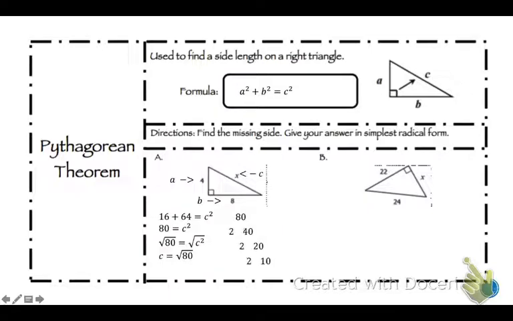Break that down. So we have those 2's. So that's going to be 2 times 2. The 5's left inside, so it's 4 square roots of 5.